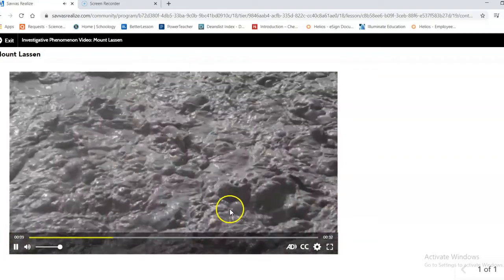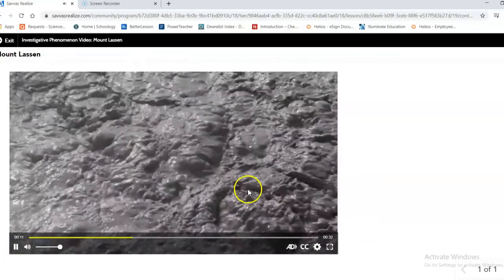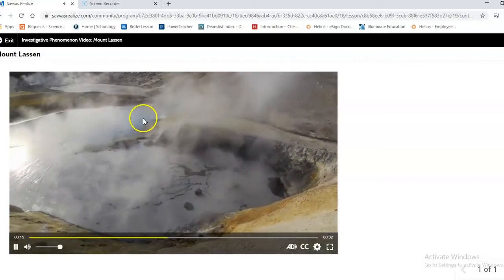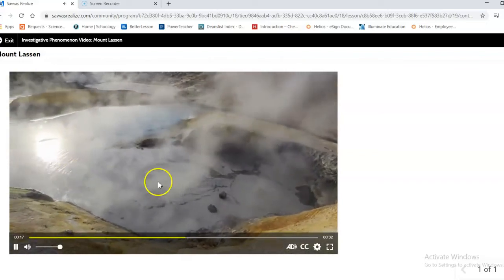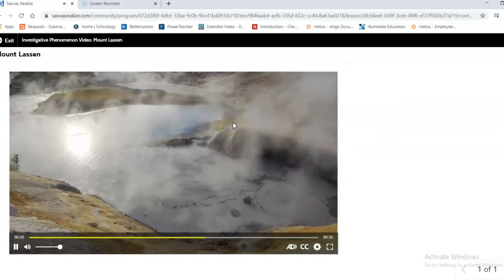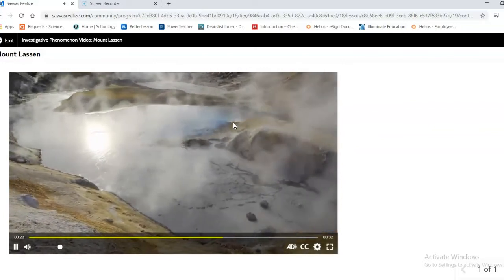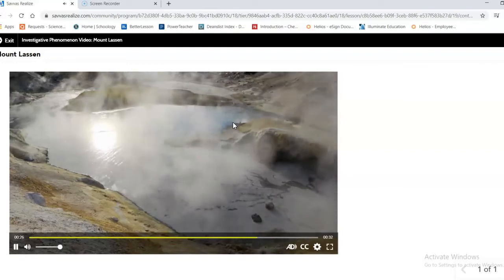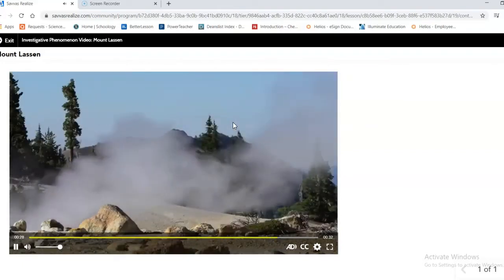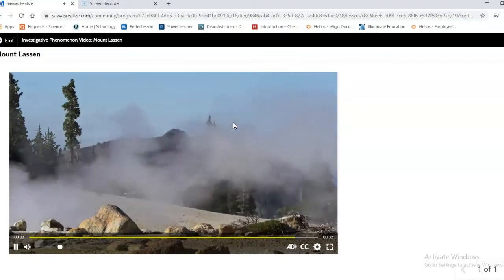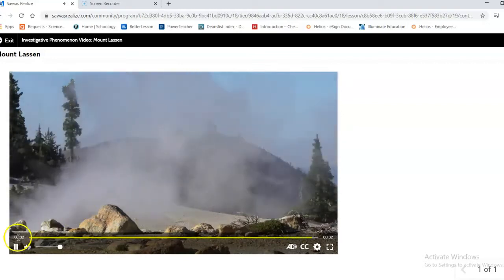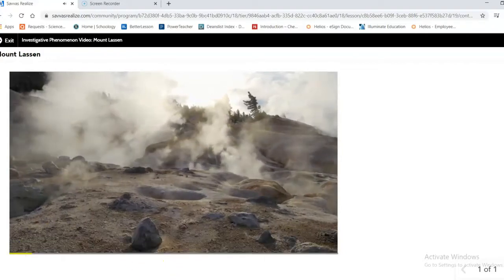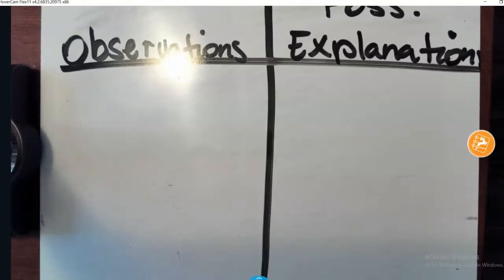I also take note of the color of the liquid, and that's bubbling. Notice the color over here as well in the reservoir. And again I see that smoke coming up. I think that's enough. Alright, so some observations.